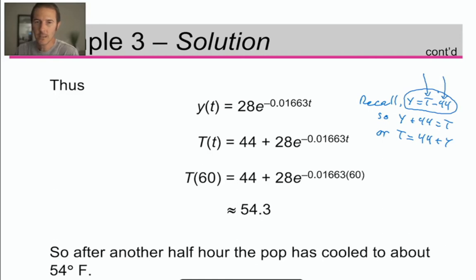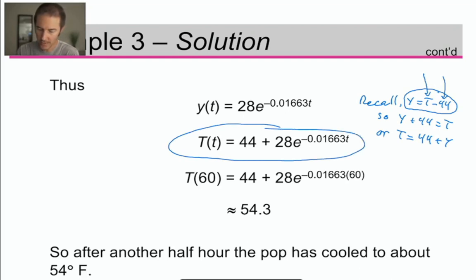If we take that little equation, y equals t minus 44, and we add 44 to both sides, you get y plus 44 equals t. If you rewrite the equation from right to left, you get t equals 44 plus y. Why did I do that? Because this equation says t equals 44 plus y. So there was a bit of substitution that happened there.